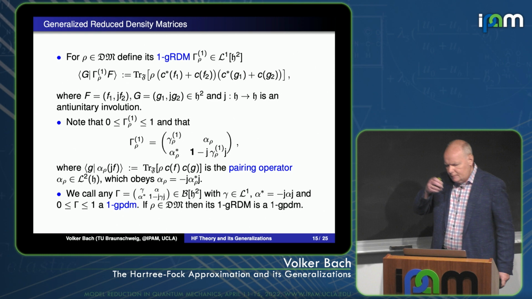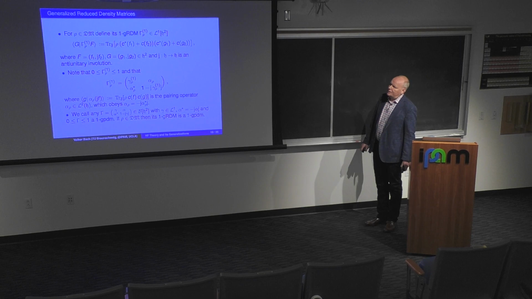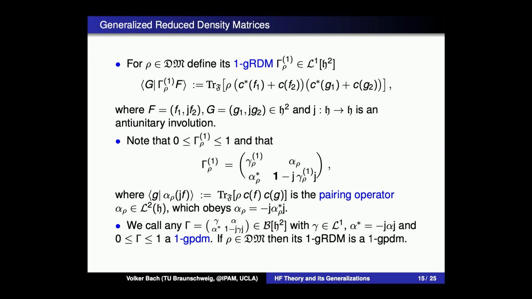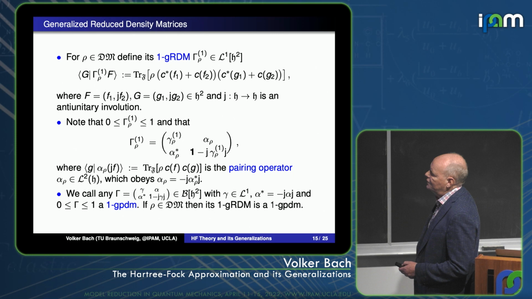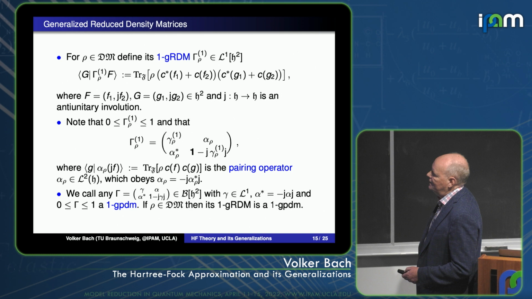Then the next thing I would like to introduce are generalized reduced density matrices. Remember, the one-particle density matrix was defined by the trace of the density matrix times a creation operator times an annihilation operator. One can, however, enlarge this to put here a product of sums of creation and annihilation operators. That defines a 2x2 matrix, as you can see down here, of operators of the type of the little gammas. These generalized one-particle reduced density matrices are now denoted by capital gamma.